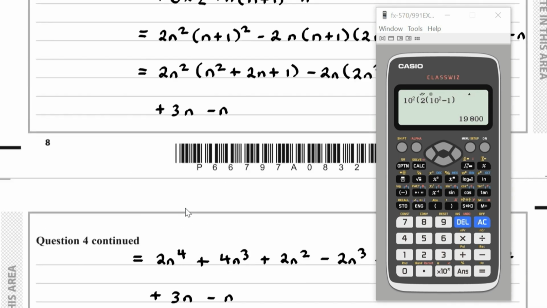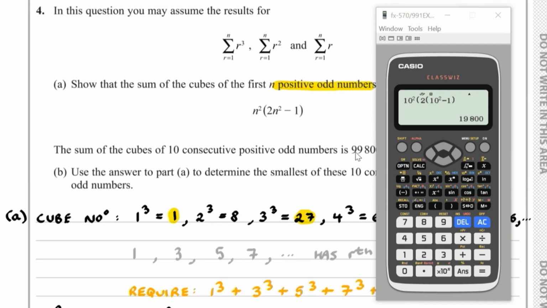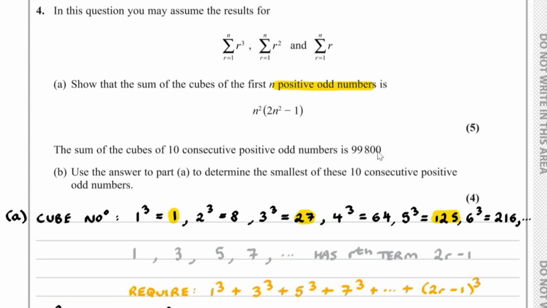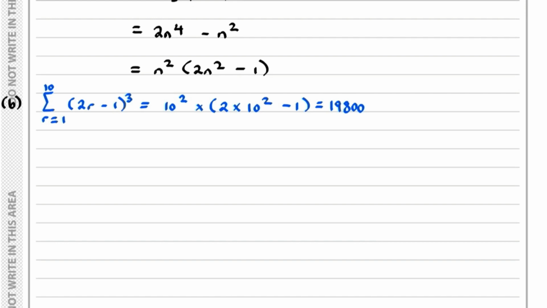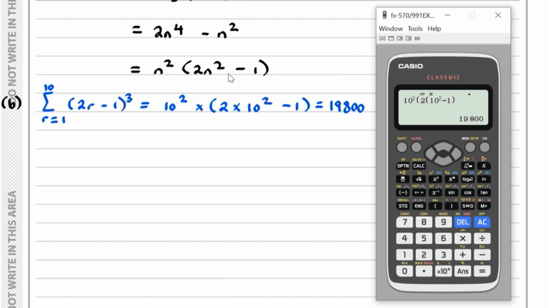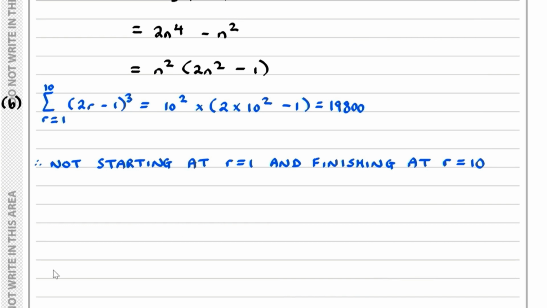Now you can see here, that's not equal to 99,800. So what we've worked out here is the sum of the first 10 odd cube numbers. We don't want that. So let's just write that down. So we are not starting at r equals 1 and finishing at r equals 10.